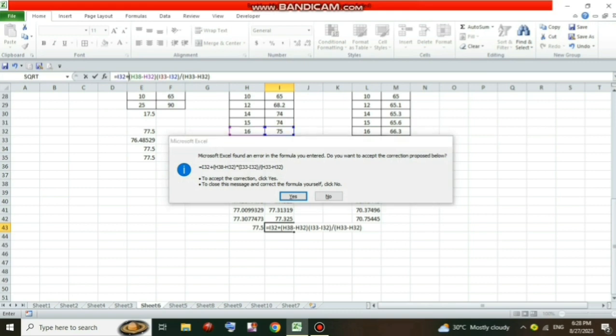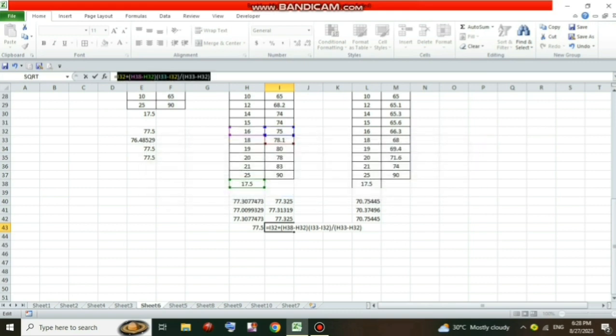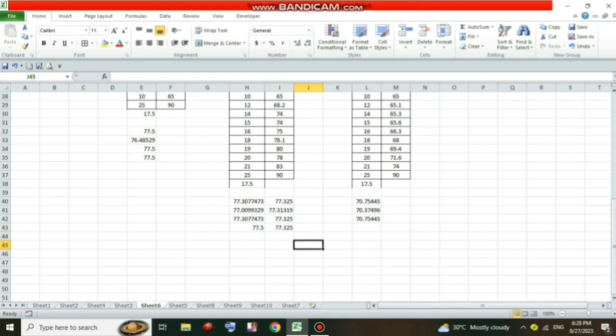Okay, so let's see. Here there is some brackets issue maybe. So yes, here I have to use multiplication. Okay, so here I might get the answer. So 77.325, you can see the 77.325 could be the more accurate value.